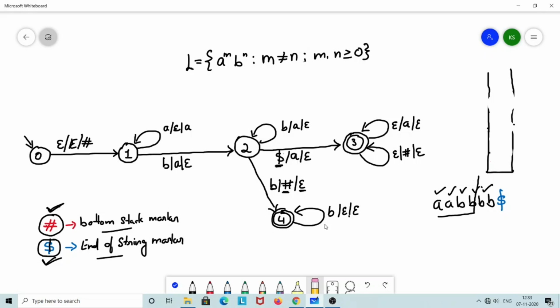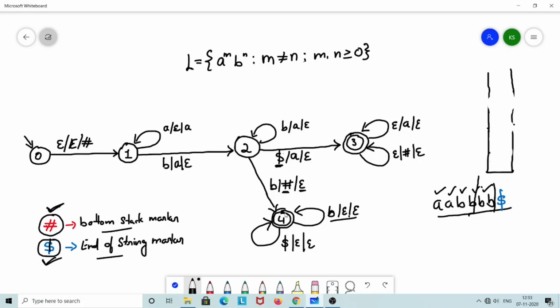In state 4, for the further B's, what do we do? We simply consume the remaining B's, so this transition will remain as it is. After reading all the B's, what do I encounter? I encounter dollar, and for that dollar also we simply consume. Now this again has further reduced the non-determinism in our solution, right?